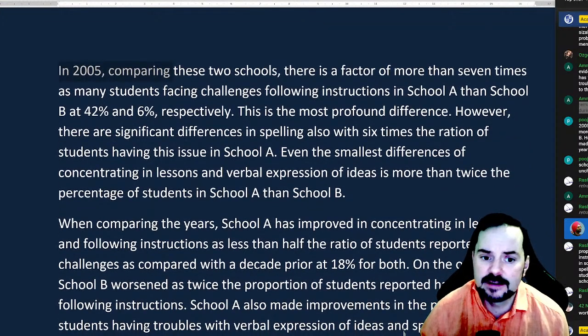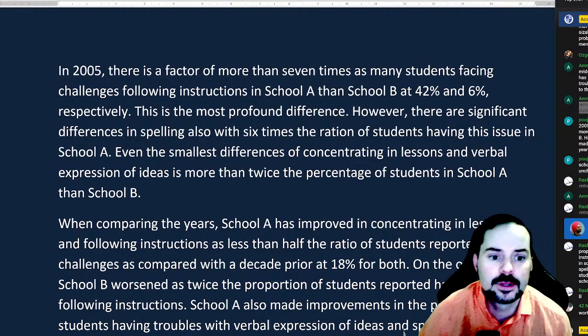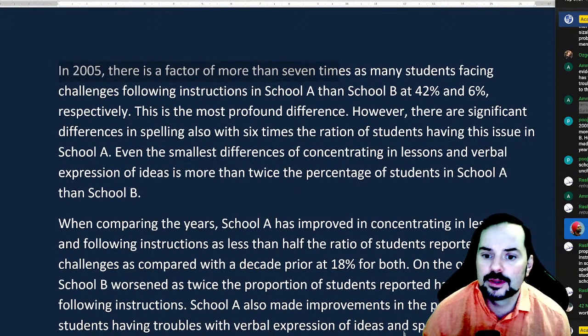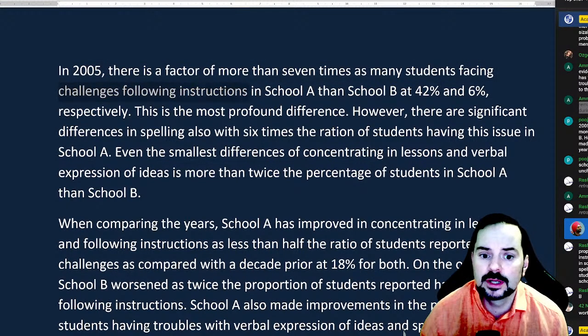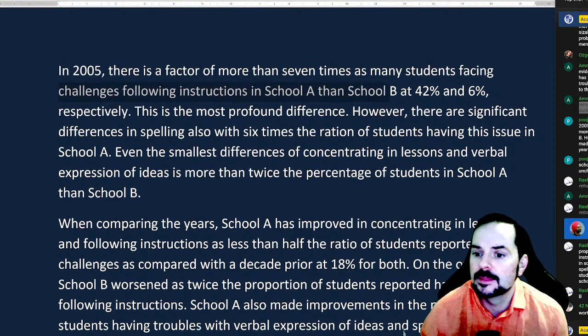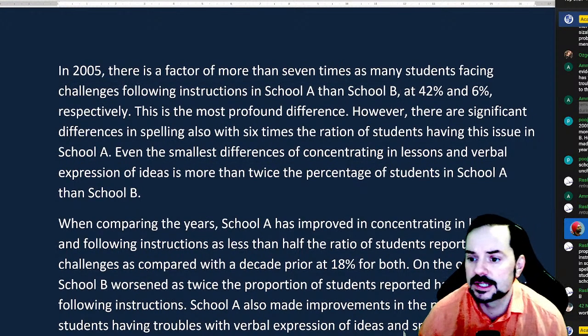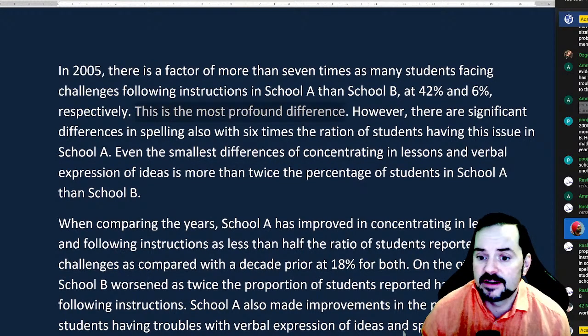In 2005, comparing these two schools, we don't need that because we know that we're comparing these schools, okay? So in 2005, there's a factor of more than 7 times as many students facing challenges following instructions in School A than School B, at 42% and 6% respectively. This is the most profound difference.